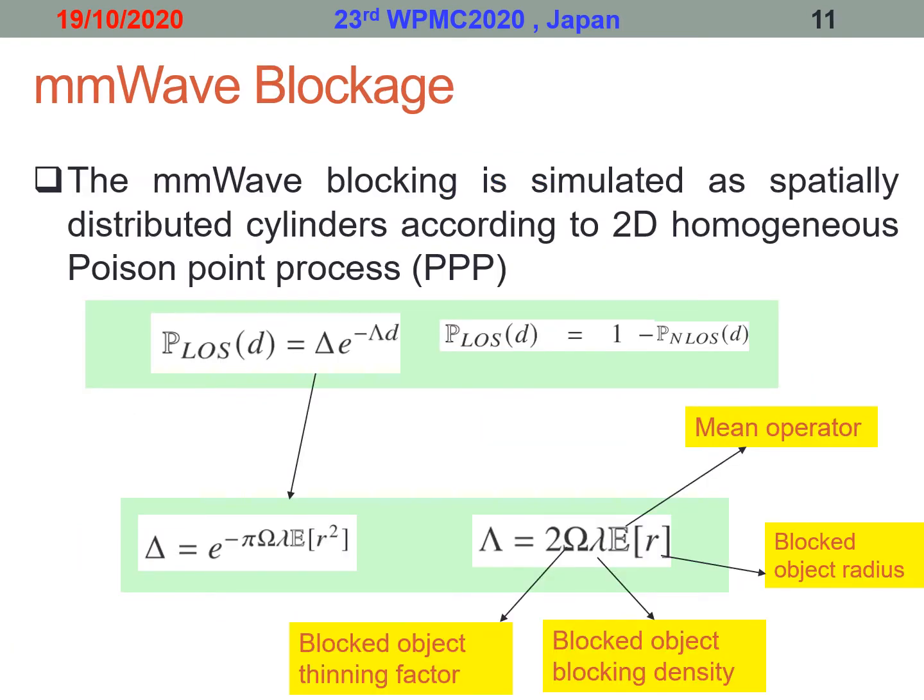The millimeter wave blocking will be simulated as spatially distributed cylinders according to a two-dimensional homogeneous Poisson point process, where the probability of line of sight will be delta e to the minus nabla d. Delta will be e to the minus pi omega lambda and the mean of R squared. Omega is the blocked object thinning factor, lambda is the blocked object blocking density, E is the mean operator, and R is the blocked object radius. And here we have our simulation with regard to the blocked object blocking density.